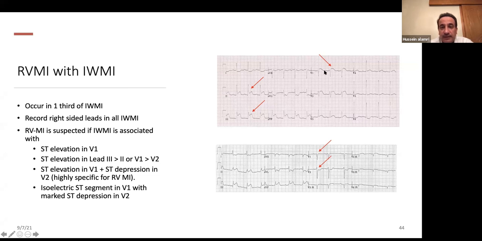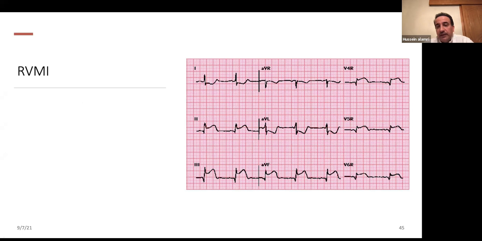There may be ST elevation in V1, or ST elevation in V1 with ST depression in V2, and this is highly specific as we said. There may be an isoelectric ST segment in V1 and ST depression in V2. So what should you do next? We should do the RV leads.